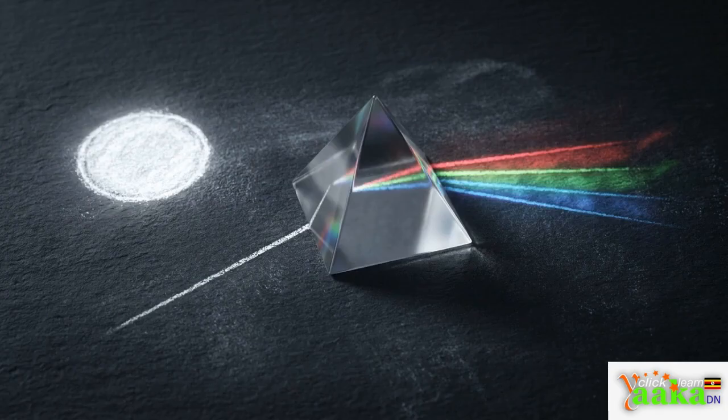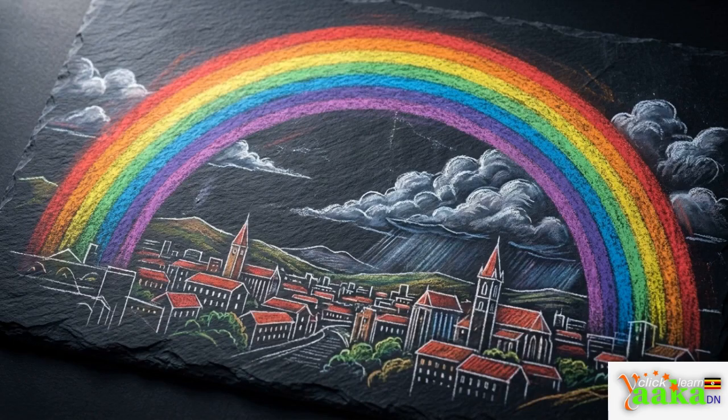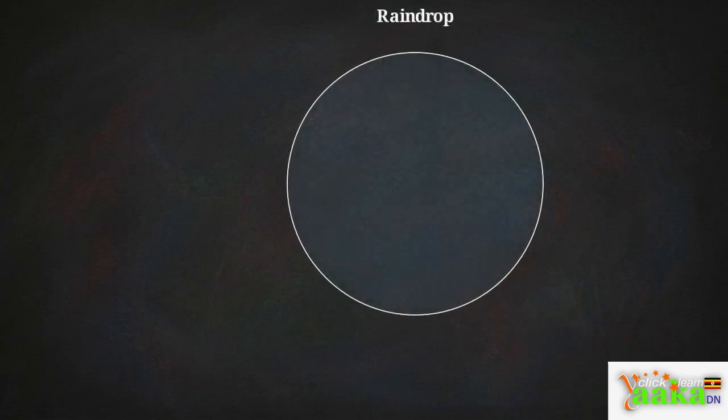Until now, we have tracked single rays of light, but sunlight, or pure white light, is actually a mixture of 7 different colors. When those colors hit a medium like rain after a Kampala downpour, they separate to form a rainbow. This animation shows a cross-section of a single raindrop acting as a tiny prism.